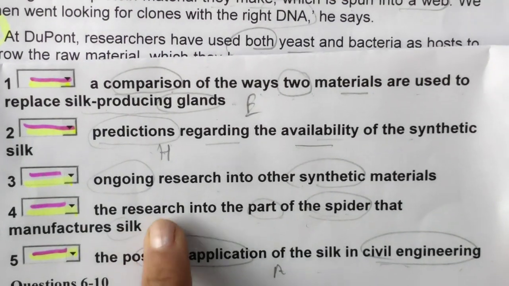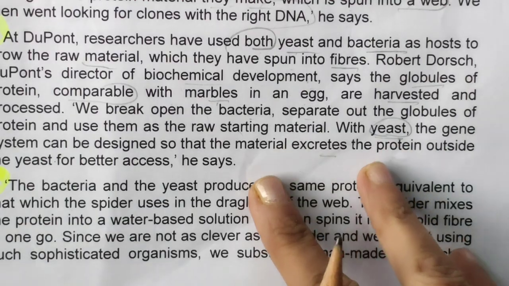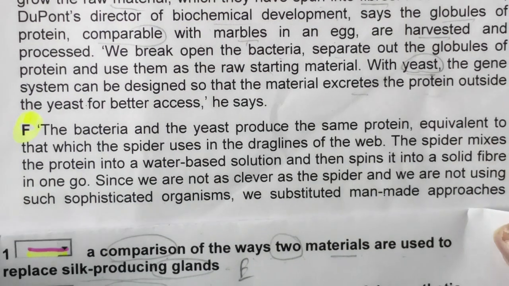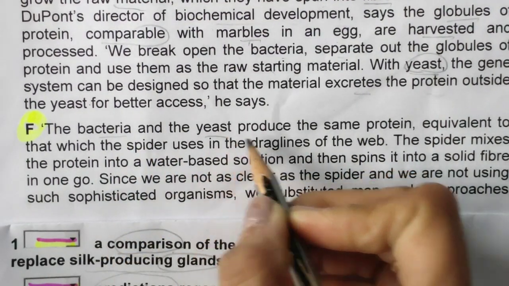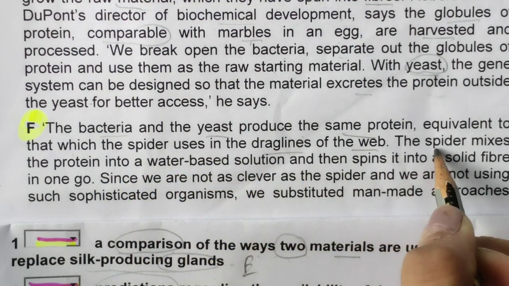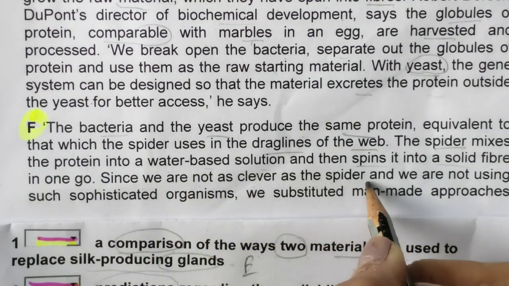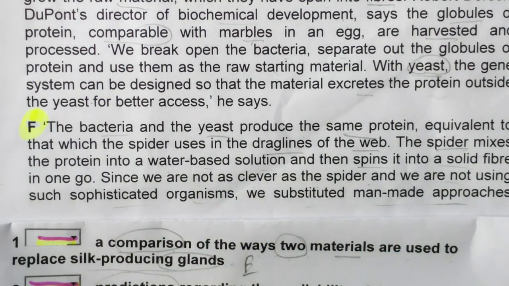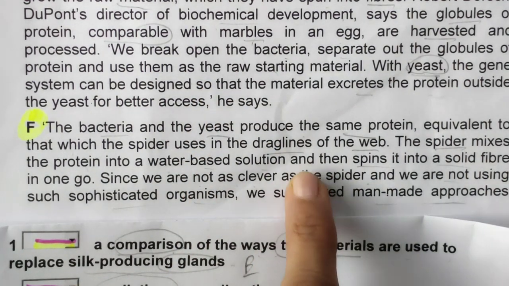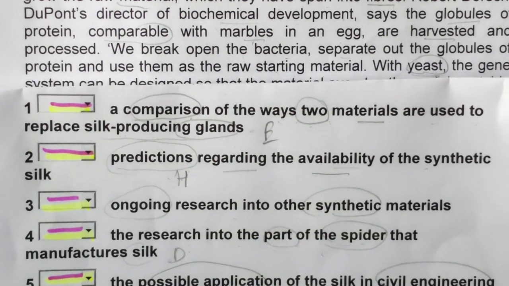Okay. Now we have left this ongoing research. Now E paragraph is done. Let's read F paragraph. The bacteria and yeast again produce the same protein equivalent to what the spider uses, where the spider mixes the protein into water and then spins. Since we are not as clever as the spider, we are not using that. So only in the first line they were talking about these two things, but after that they are talking about something different. Now I am looking for ongoing research into synthetic materials.